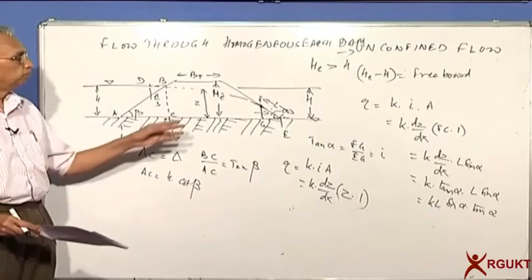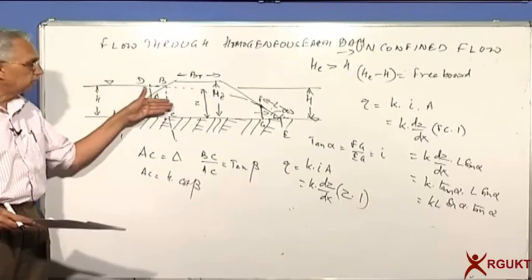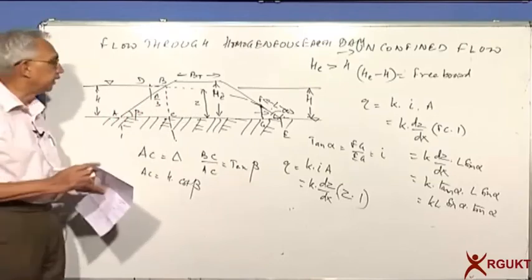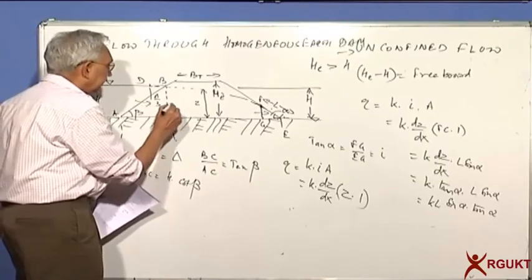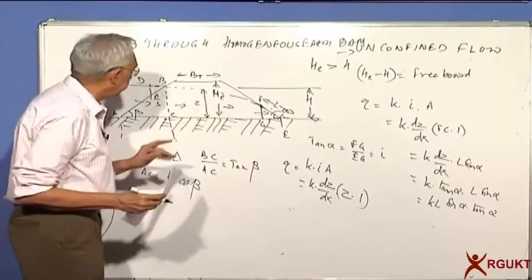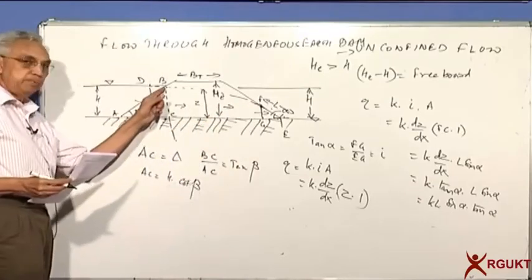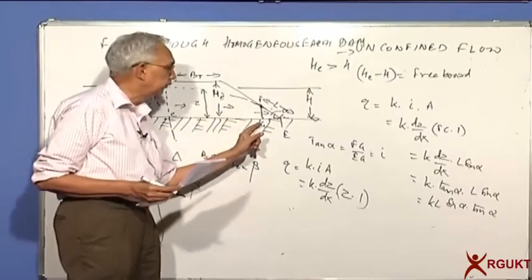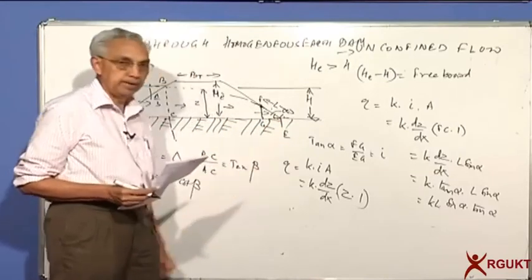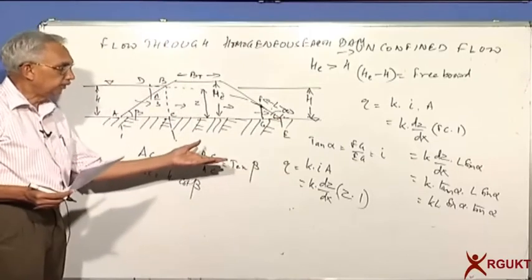Can you follow? Whatever flow is taking place through the embankment, the continuity has to be maintained. So the amount of water that is entering is going out through this face FG. It's entering through AB and it's exiting through FG, and then it will flow along the slope and go down. So we have continuity of flow.